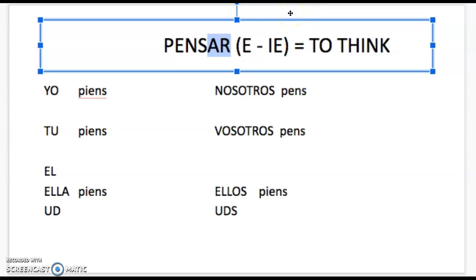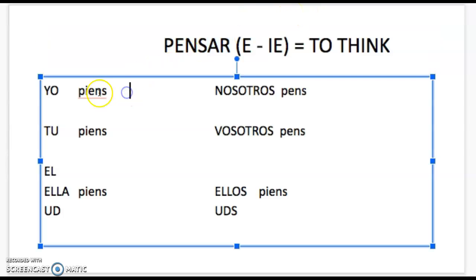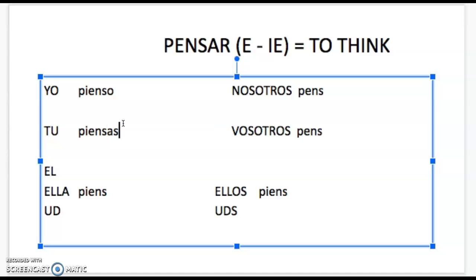It's not an ER verb, it's an AR verb. So I need my AR endings. Yo ends in O, pienso. For AR verbs in the tú form, we're following with that A the whole way through, piensas. He, she, you drop the S, just the vowel, piensa. Don't forget your MOS, but it's an AR verb, so A-M-O-S, pensamos. A-I-S, pensáis. And then still with the A, piensan, for ellos and ustedes, you all.